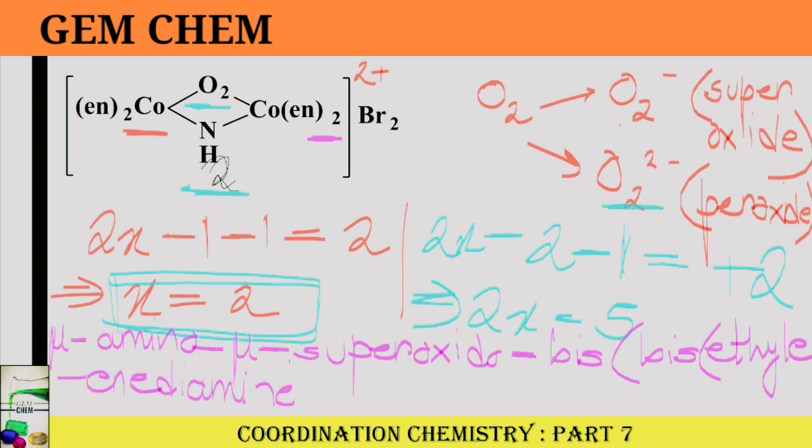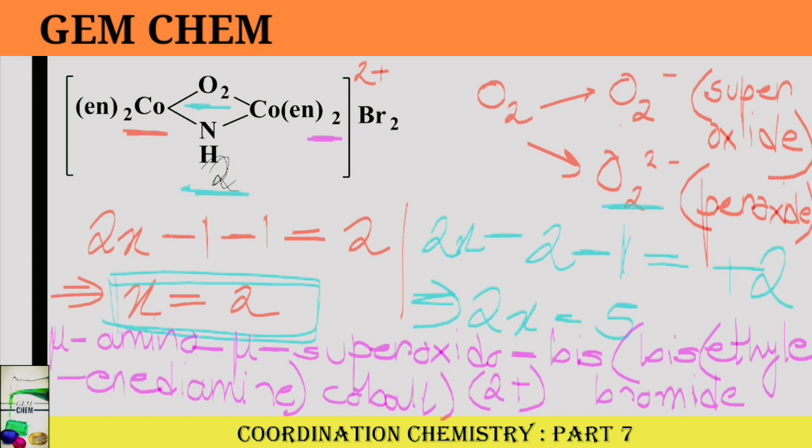Followed by closing of bracket cobalt, then close the bracket, and you know the cobalt is placed in 2 plus. So write down 2 plus, give a space and write down bromide. So the whole name comes to be as your mu amino, mu superoxido, bis ethylene diamine, cobalt 2 plus, bromide.